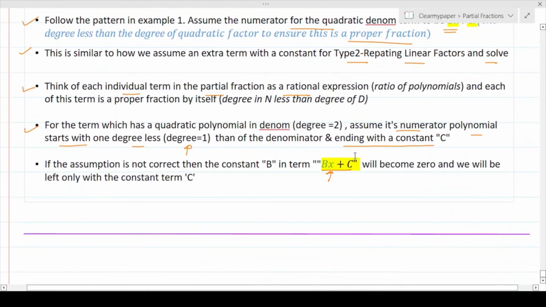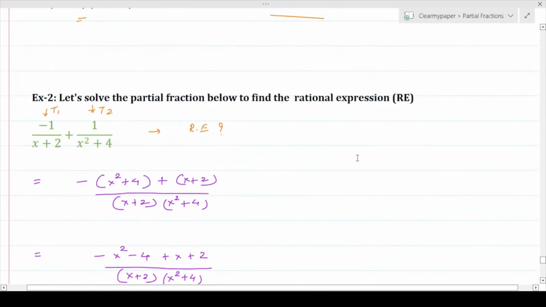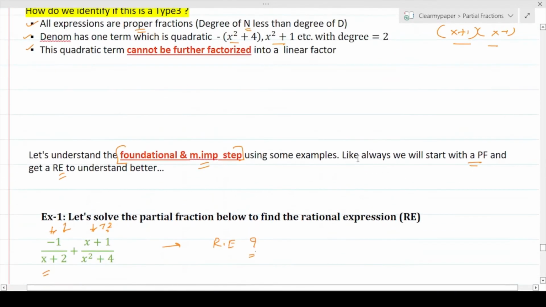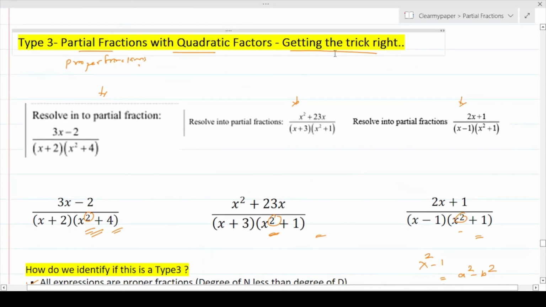And that's the nuance of how you need to set up the very first step for type 3 partial fractions. In the next episode we'll solve some examples, but I just wanted to set the stage on getting the trick right on the opening equation, the computation or substitution of constants for type 3 partial fractions.